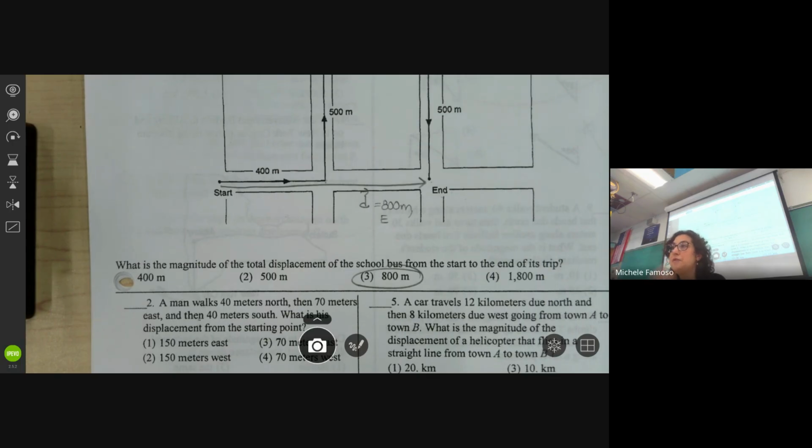Displacement is always measured from the start to the end. Draw an arrow between those 2 points. Start to end. Start to end, always. Anything else?